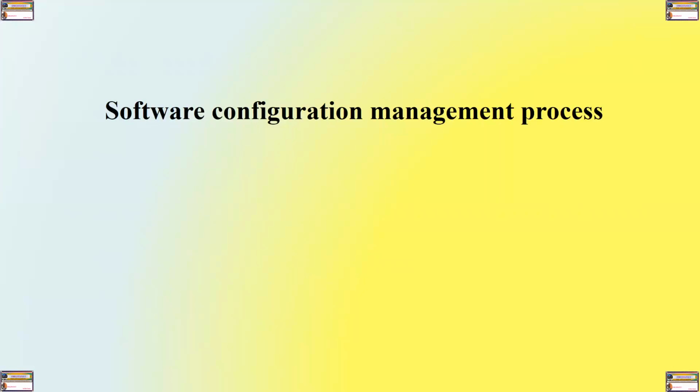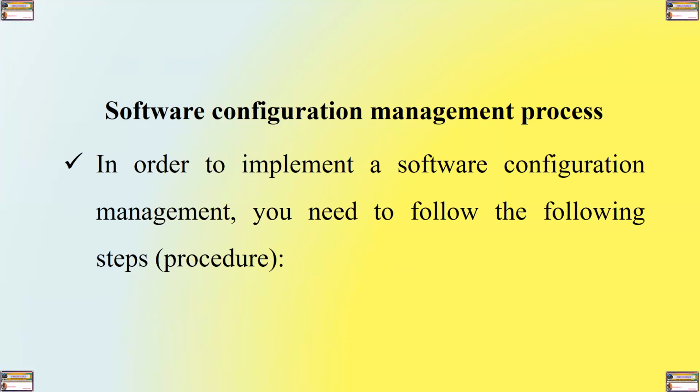So, how do you perform software configuration? The software configuration management process is very important. Why? So that you are able to perform and execute the task of configuring your software properly, for the purposes of the software running and executing as required and without errors.